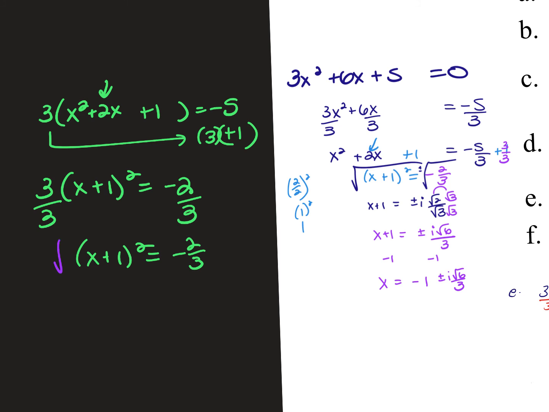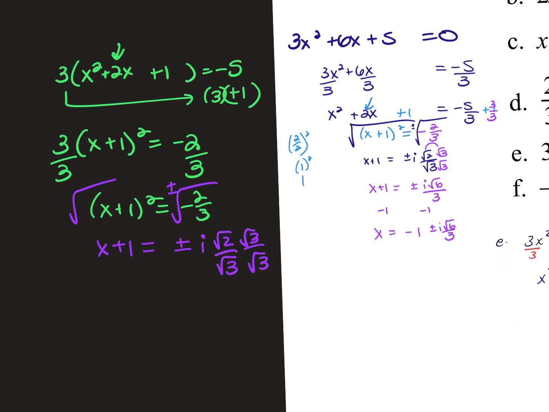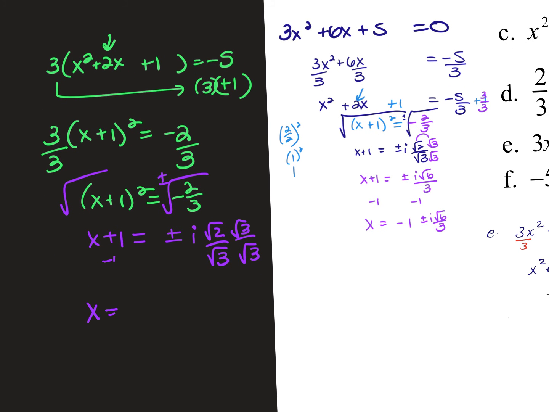Then square root both sides. And you've got to separate it. Root 2 over root 3, rationalize it. And I'd get x equals, subtract the 1. So -1 plus and minus. This is root 6, so I get root 6 over 3. So you get the same answer.